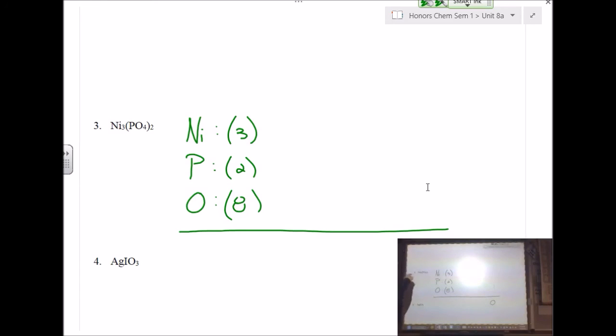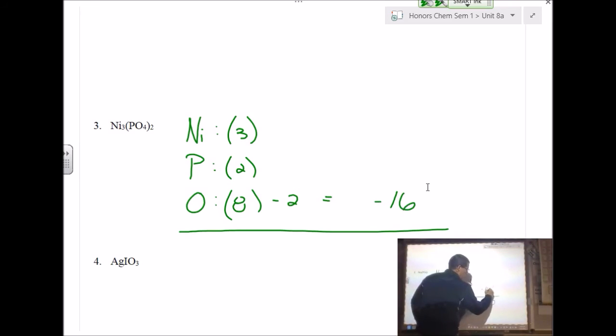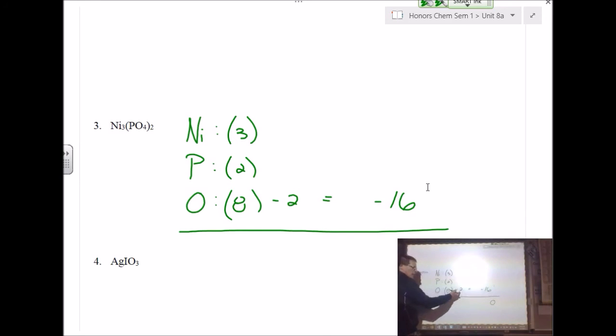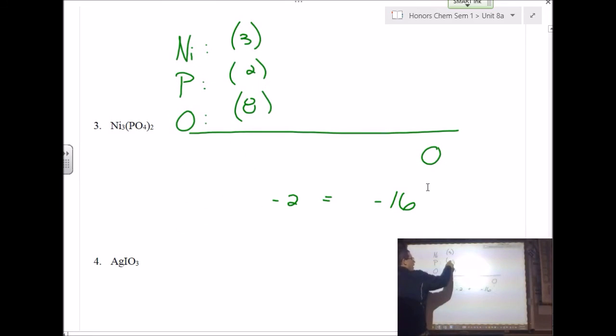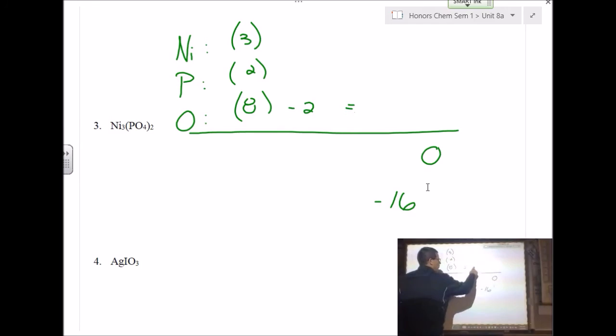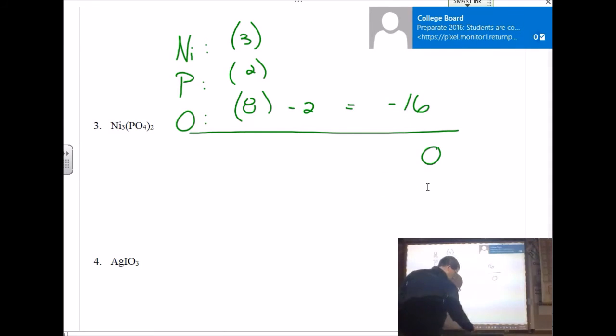Now, nickel, interesting. Let's skip that for a second. What's the charge on oxygen every single time? -2. So we have 8 of those times a -2, which gives us a -16. Remember, that's the oxidation number. This is the charge on the atom. The oxidation number for oxygen is always going to be -2. So you just have to get the other 2.